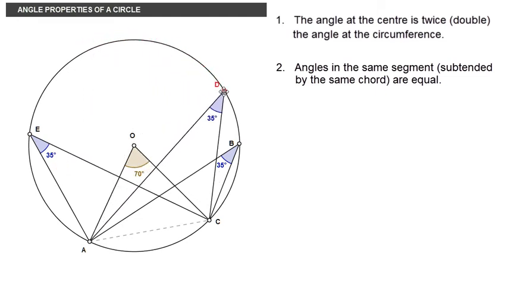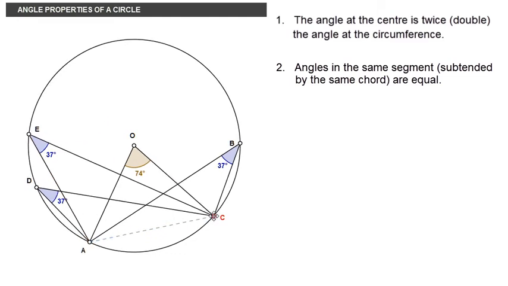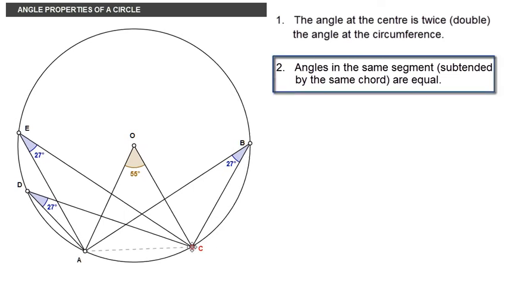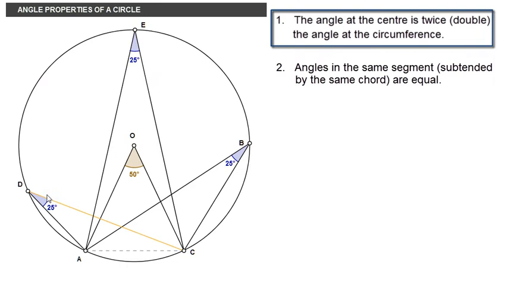To further validate, we can change the length of the chord AC and observe that the angles at the circumference in the same segment are always equal as per the second property and are half the angle at the center as per the first property.